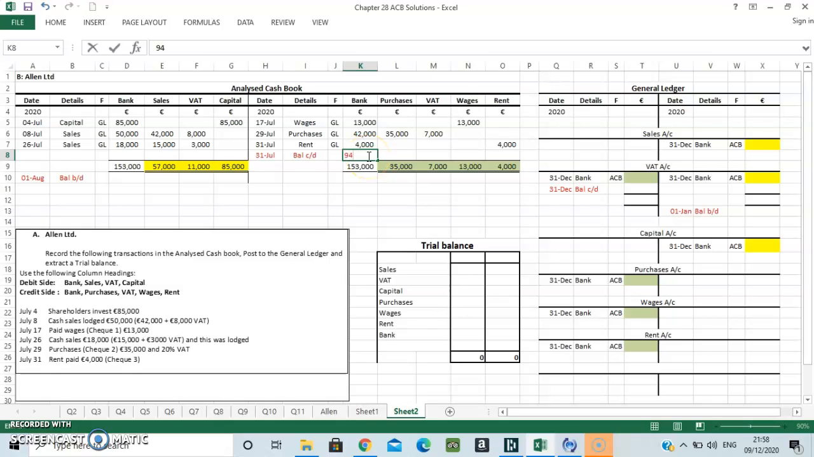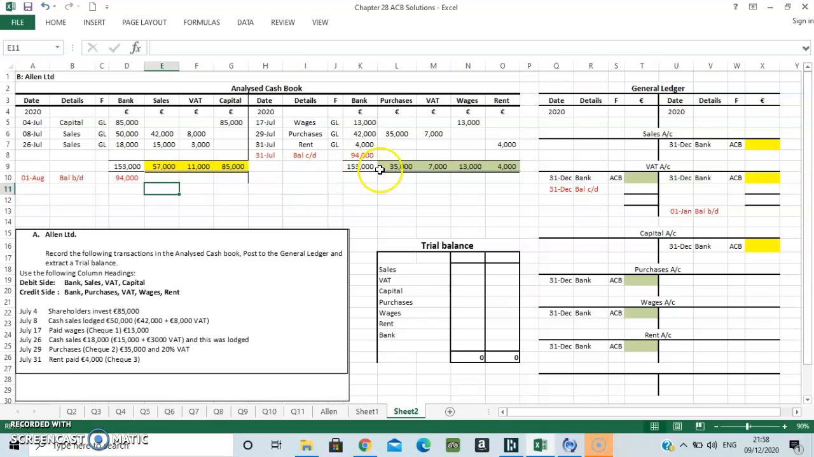Well, I think that's 94,000. And that's the balance CD to be carried down at the end of the month. And then you bring that balance down on the first day of the next month on the debit side, on the larger side, below the lines. And that is step one completed. That is the analyzed cash book fully complete.